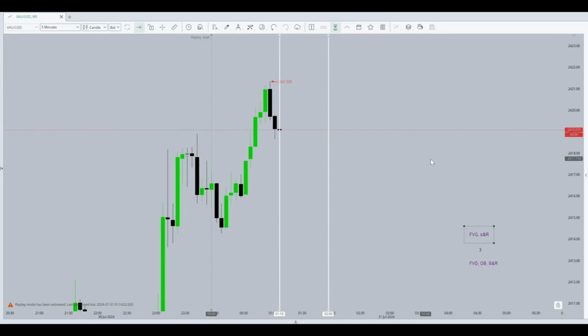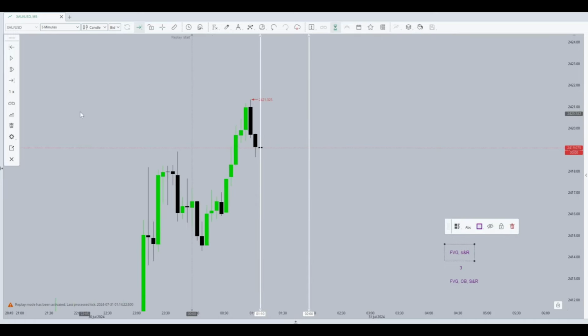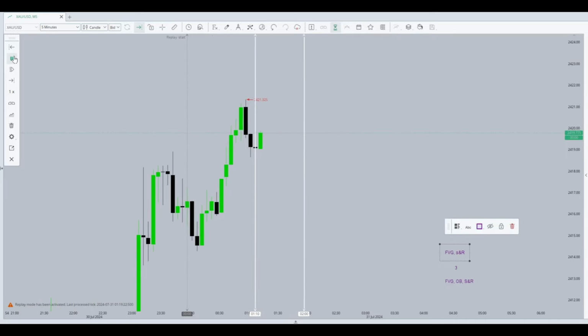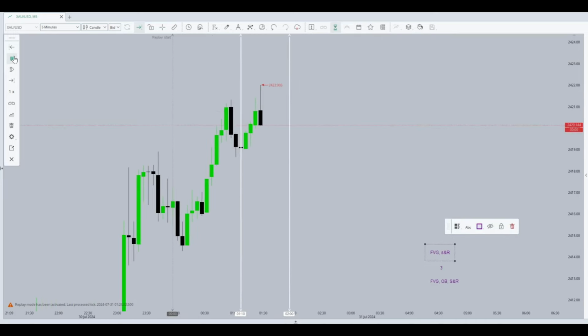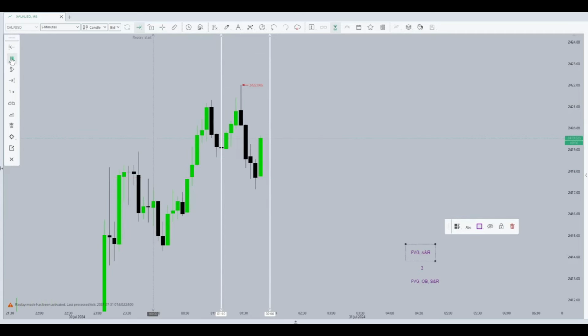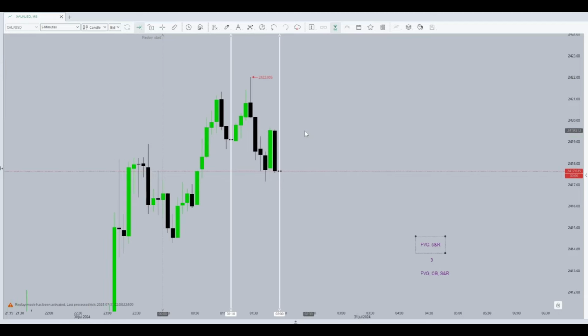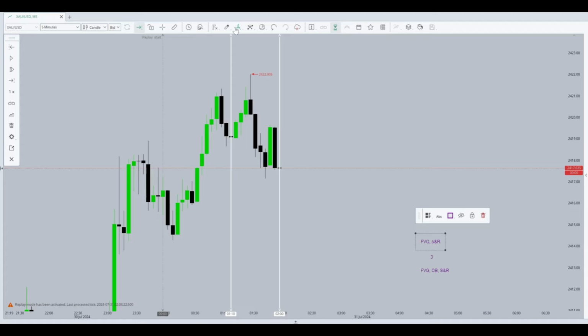What happens? You wait for that whole 1 hour time period to do what? To elapse. When it elapses, then you find what? Your fair value gap, your support or resistance, or your what? Your order block. When you see those three, then you do what? You enter your trade at that level. So let's look at how you should enter into the trade.